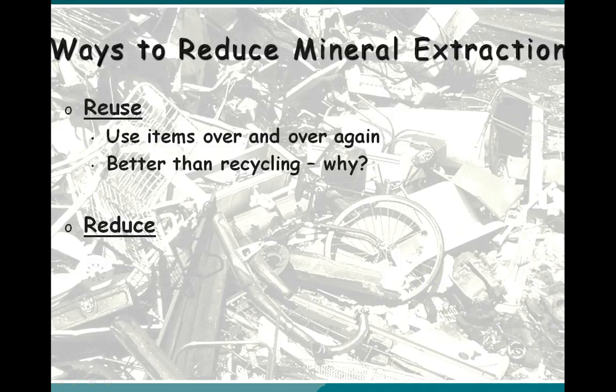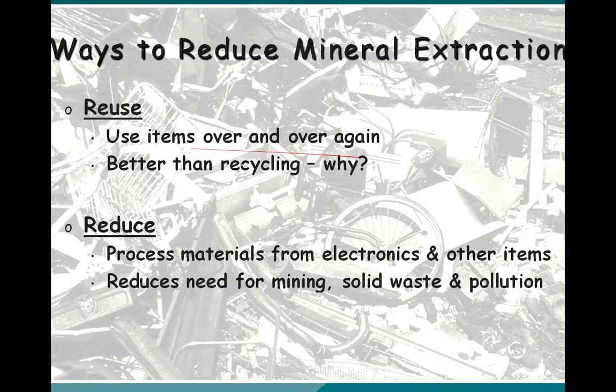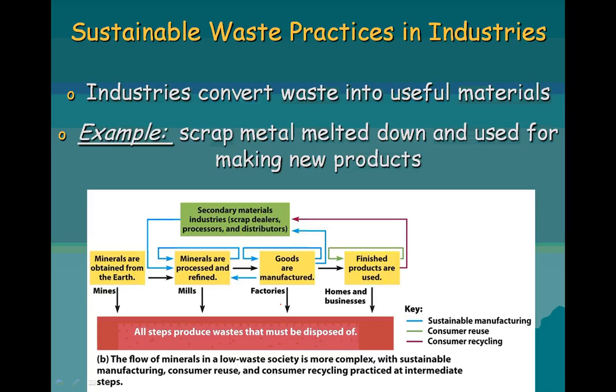And then reusing, using items over and over, which is better than recycling because you don't have to invest the energy to recycle it. And reducing, basically reducing the products that you use, which is also going to reduce the need for mining. And this last example here is how industries can also do that. They can convert waste into useful materials, like scrap metal being melted down and used for making new products. So instead of throwing everything away, you take your products and reuse them as secondary materials.